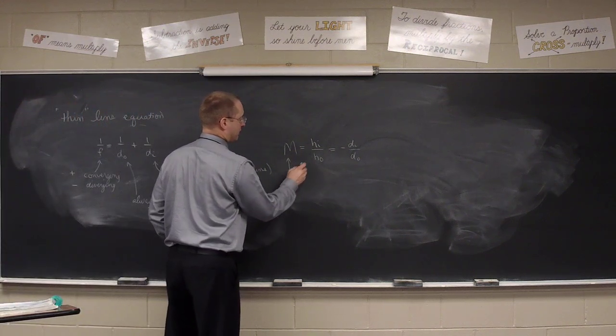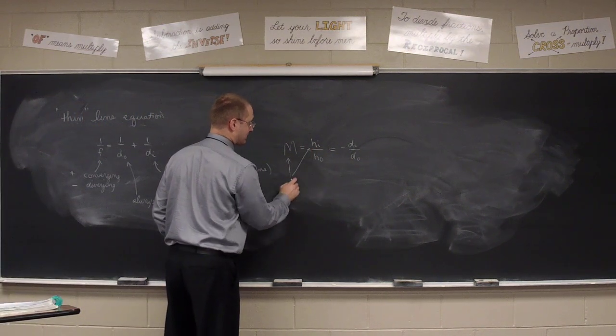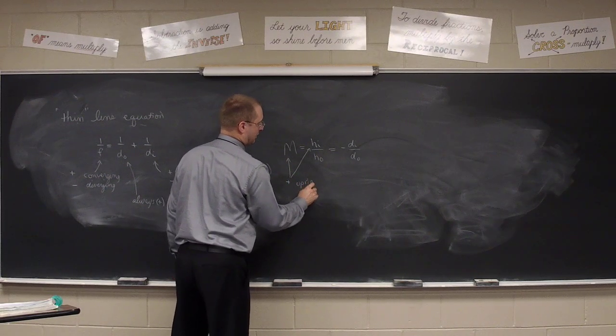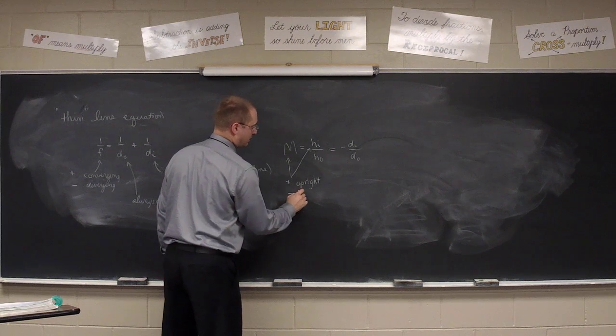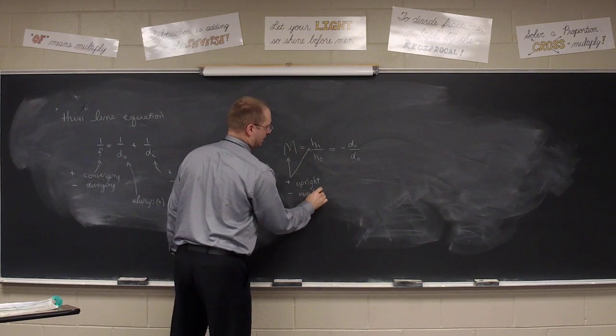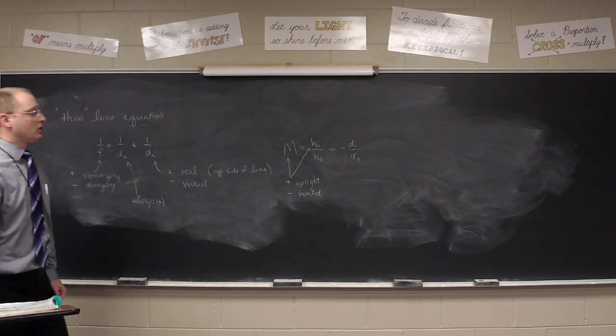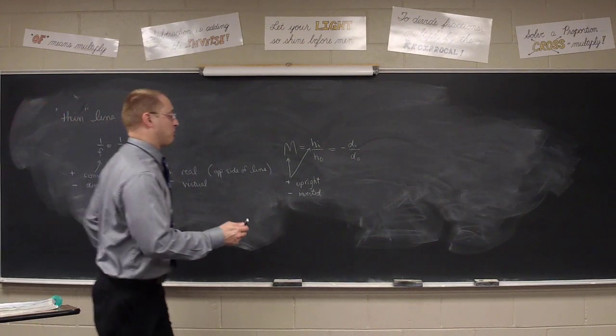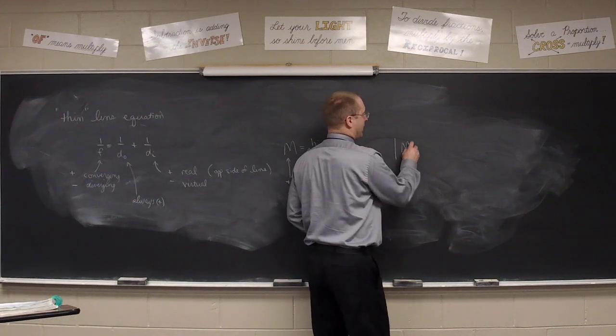A positive magnification, and therefore also a positive image height, indicates an upright image. A negative indicates an inverted image. So magnification or image height, either one of them, positive, upright, negative, inverted. The H sub O continues to be always positive.